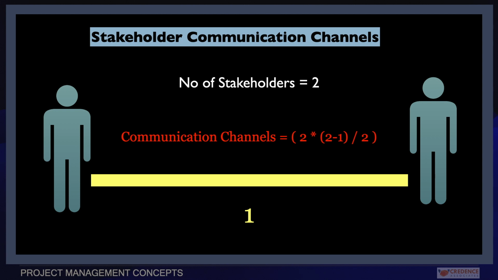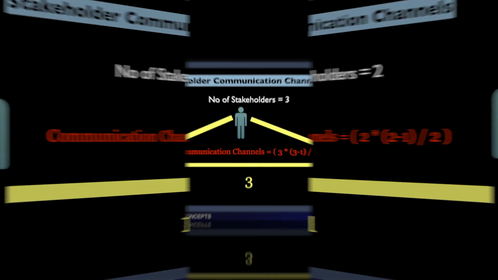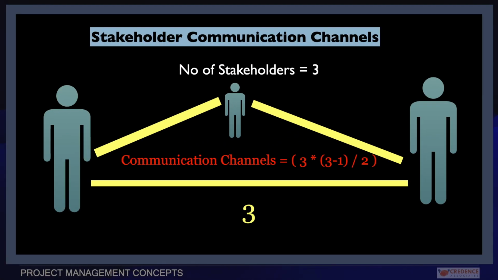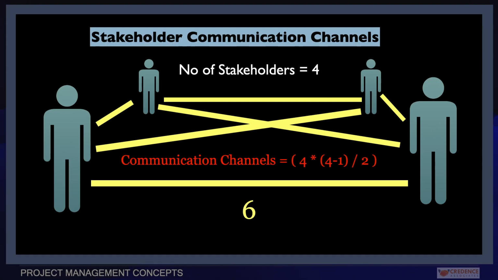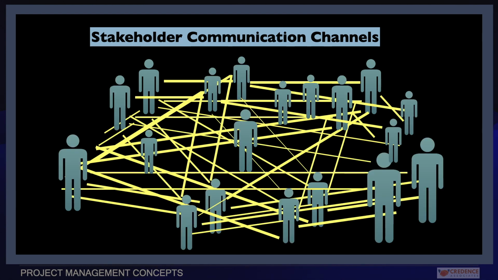If there are 2 stakeholders, the number of communication channels will be 1. For 3 stakeholders, the number of communication channels will be 3. For 4 stakeholders, the number of communication channels will be 6. The number of interactions or channels increases exponentially and may be too complex as the number of stakeholders increases.